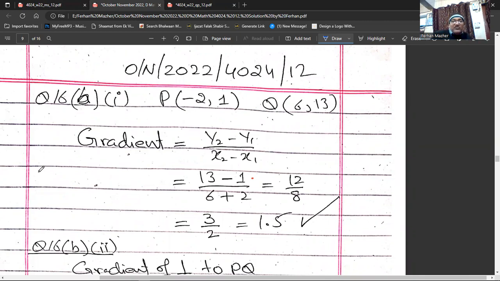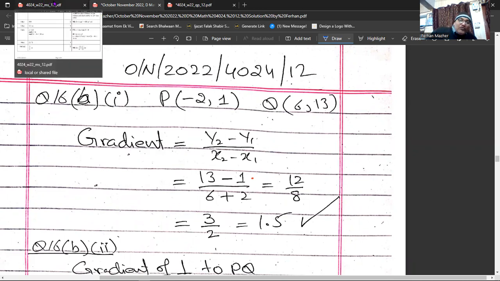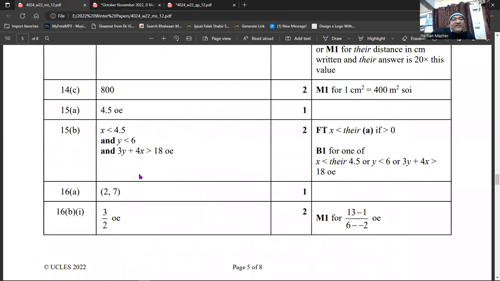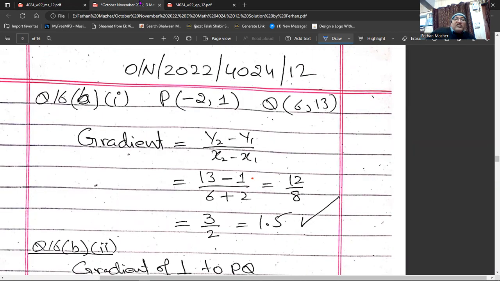So it will become 6 plus 2. 13 minus 1 is 12, 6 plus 2 is 8. So cut it with the 4, and you will have 3 by 2, which is 1.5. So the gradient of PQ will be 3 by 2 or 1.5. Our answer is right. This is the solution.